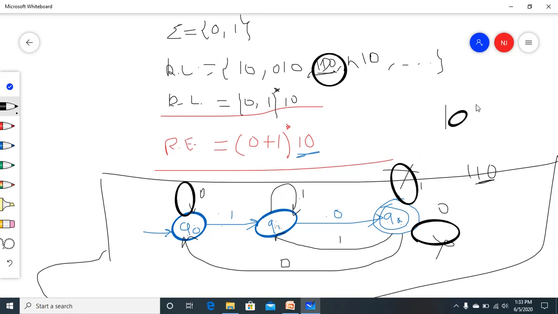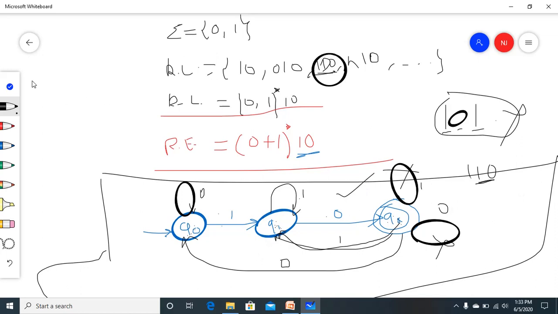Let me check whether the 101 string is acceptable or not. We are in q0 state. We read the first alphabet 1, we move from q0 to q1. We read the second alphabet as a 0, we move from q1 to qa. Now we are in qa state and we read 1. Then we move from qa to q1. After the ending of this string, we are in q1 state, not in qa state. That's why it is not recognized by our design, which is our correct solution. So this is our transition diagram.